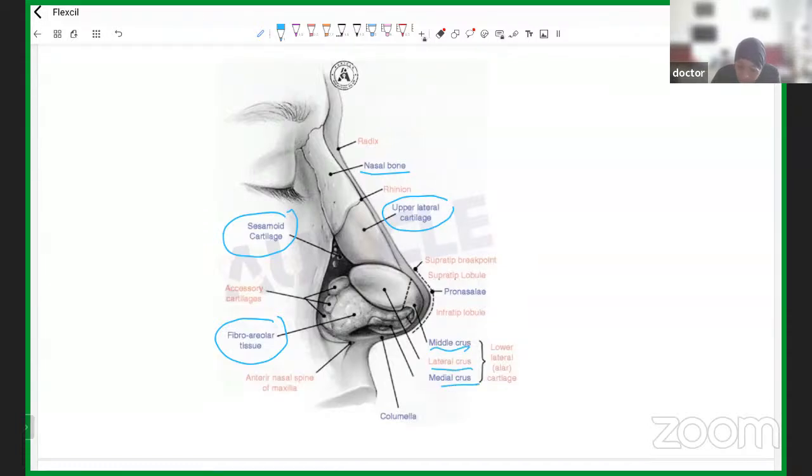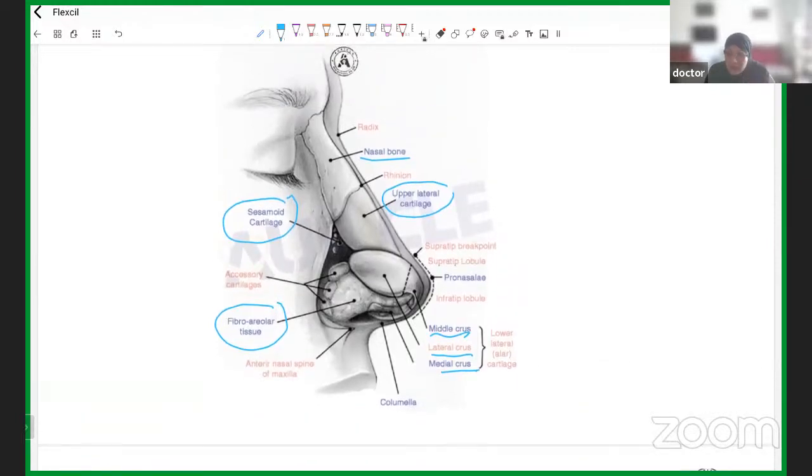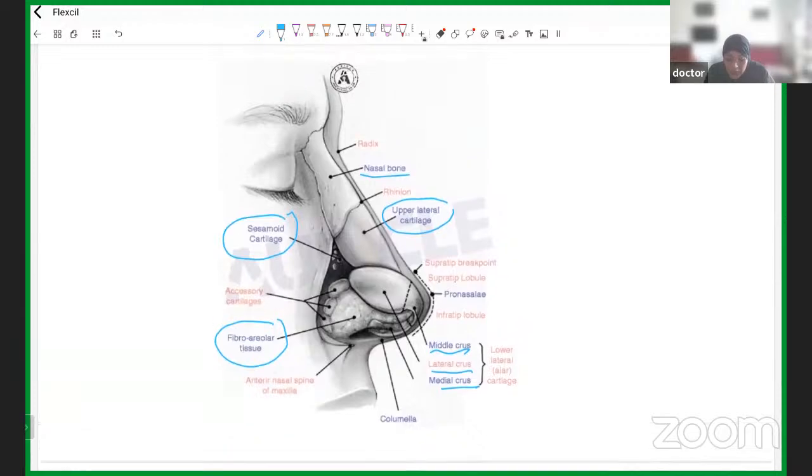Okay. So you have upper lateral cartilage. Now it is called lateral, not because it's on one side. It is on both the lateral sides. So that's why it is called as upper lateral cartilage. So you have 2 upper lateral cartilages and you have 2 lower lateral cartilages. That's how they're sided. So they are called as lateral cartilages. Now lower lateral cartilage is divided into 3: middle, lateral, and medial crus. Not crust, crus. Okay, so this is basic anatomy of the external nose.